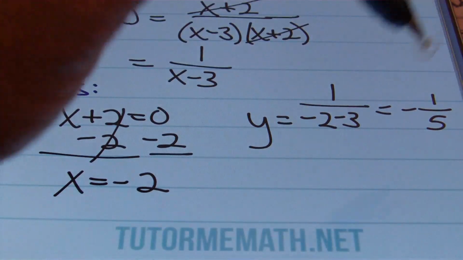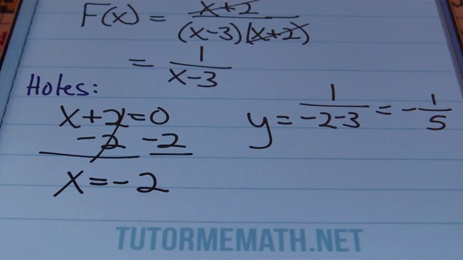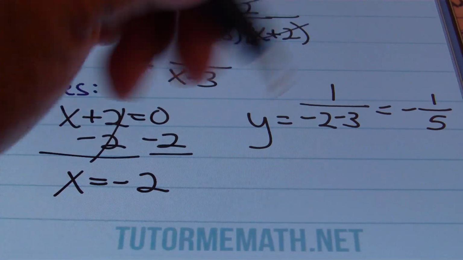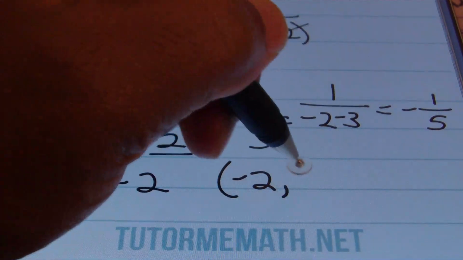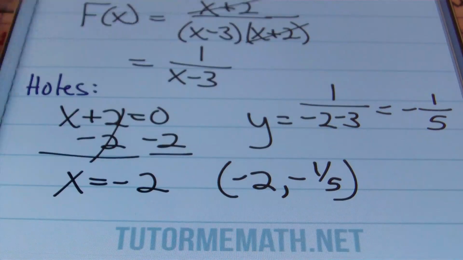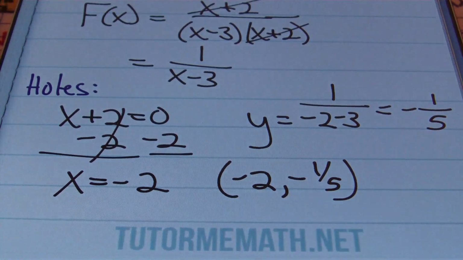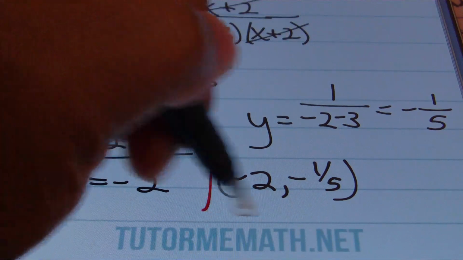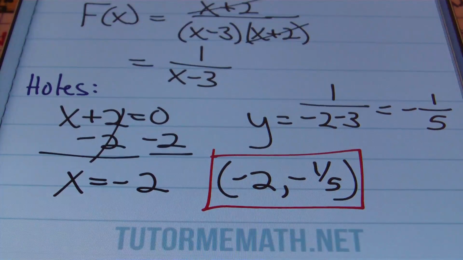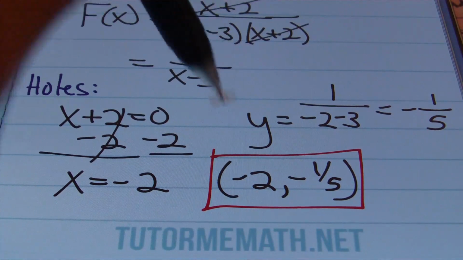So the y value of the hole we just found is negative 1/5, and our hole will be located at negative 2, negative 1/5. This, ladies and gentlemen, is where the hole is located. So we're going to red box it. That's right, gift wrapping the answer in a box. A red box. So let's go ahead and graph this.